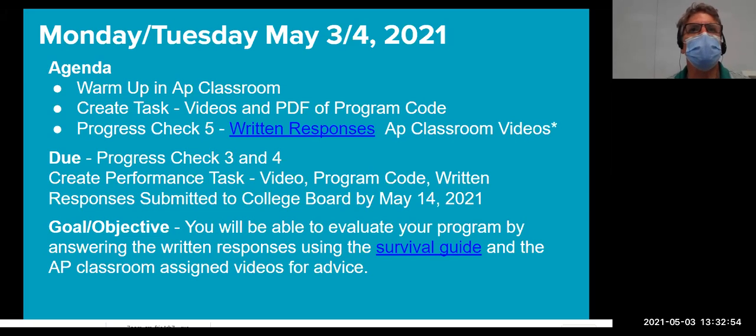Went through our agenda. Basically, we have a warm-up in Canvas. We're working on our create task, the videos and the PDF of the program code. We're going to start working on written responses for check 5. What's due are progress checks 3 and 4, and everything's going to be submitted. You'll be able to evaluate your program by answering the written responses using the survival guide and the AP classroom assigned videos for advice. I am having trouble finding those myself.